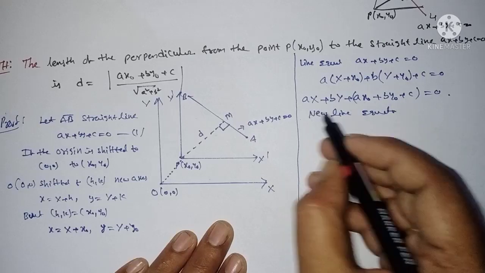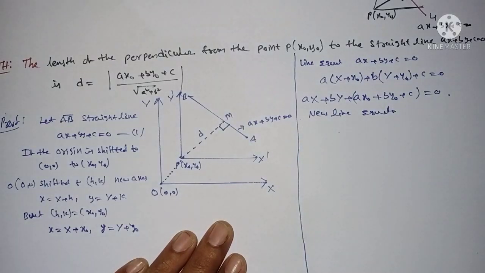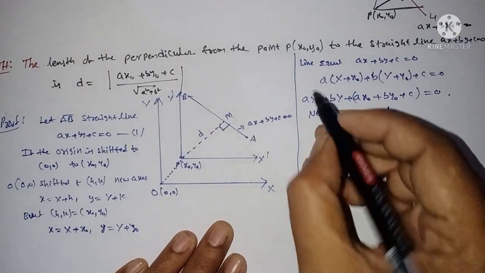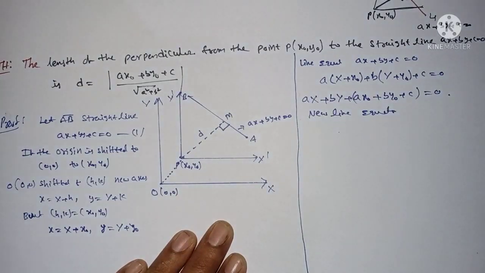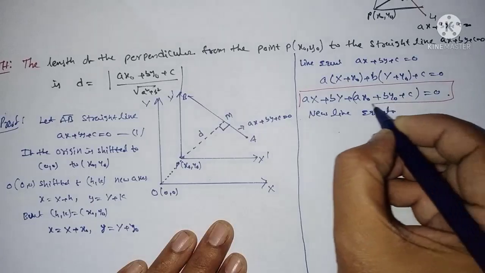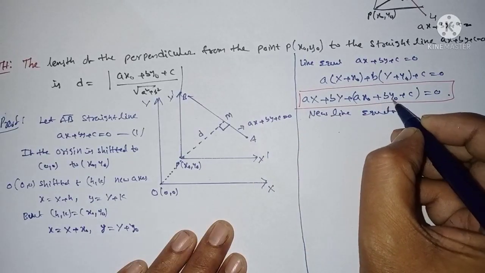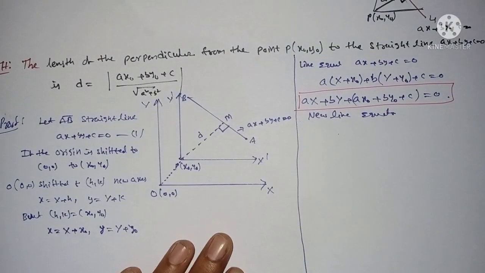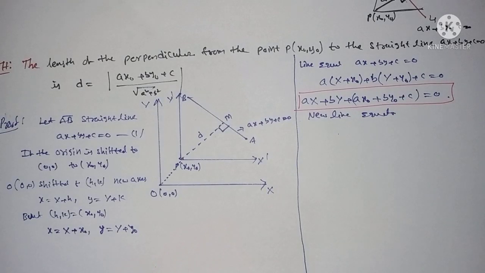In the new equation, what we will get here is ax plus by plus c is equal to 0, that is, Ax plus By plus a x naught plus b y naught plus c is equal to 0. You can change it into the normal form. How to change into normal form?